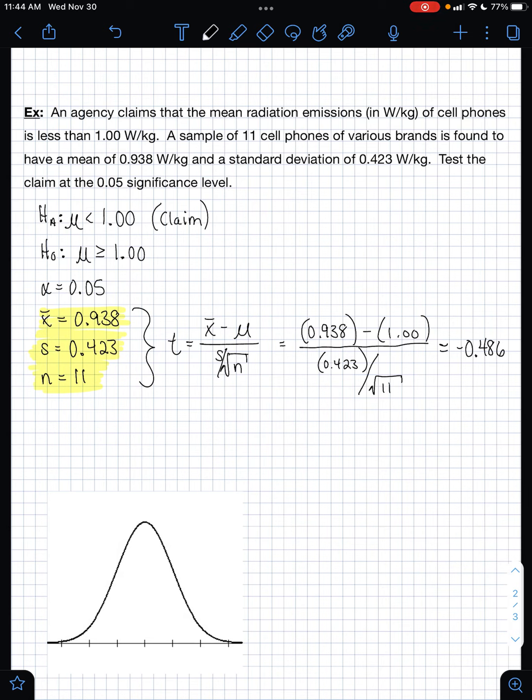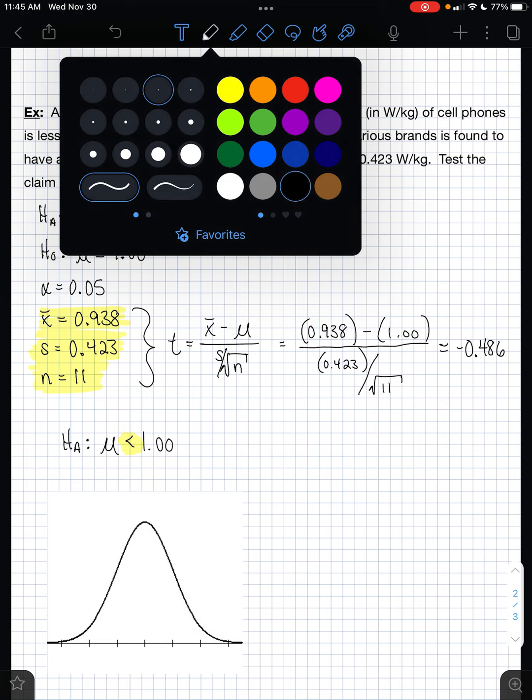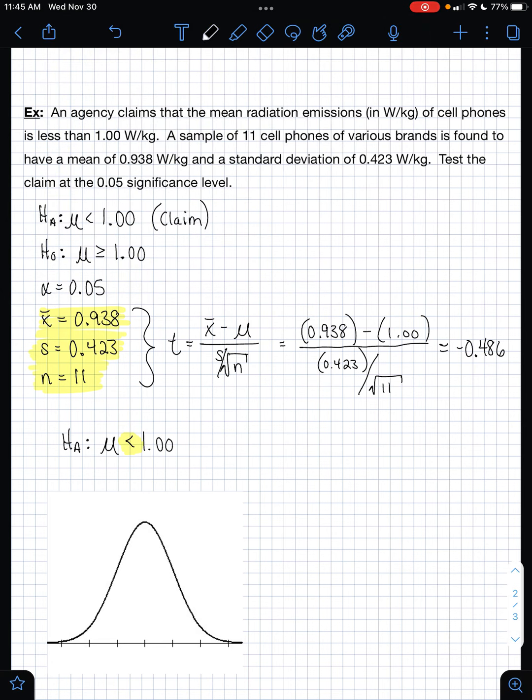Now, what does that actually mean? Well, now we've reached the point, we have one more step here. We need to determine if this is a left tail, a right tail, or a two-tail test. So we use the alternative hypothesis for that. Specifically, we're going to look at what is the symbol used. A less than symbol means that we're looking at a left tail test.